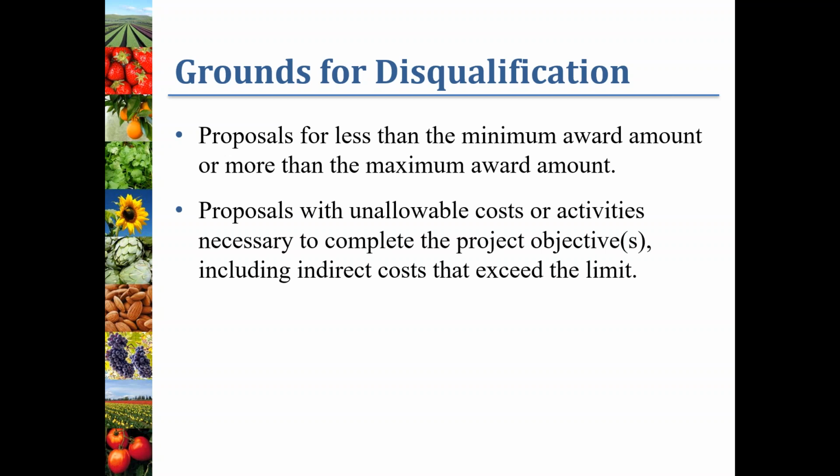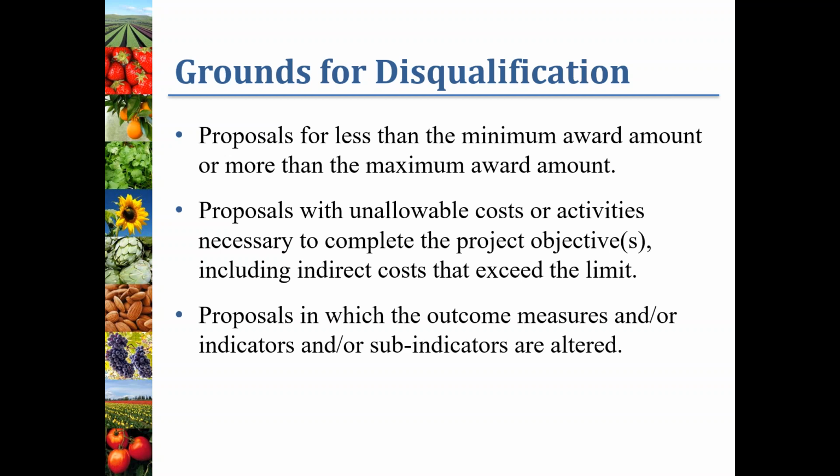Proposals with unallowable costs or activities necessary to complete the project objectives, including indirect costs that exceed the limit set forth in the grant proposal instructions. And lastly, proposals in which the outcome measures or indicators or sub-indicators are altered.